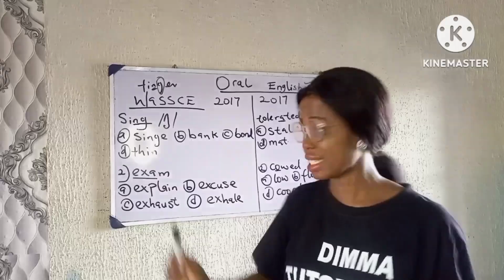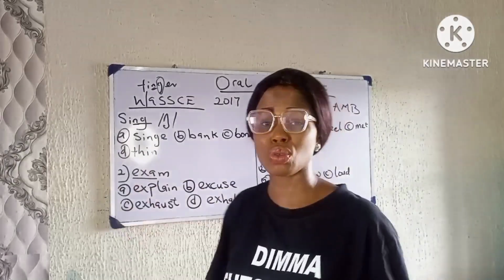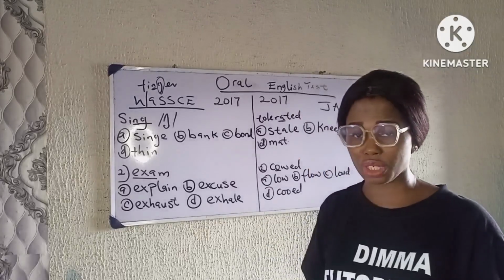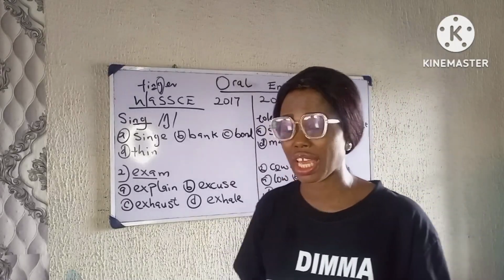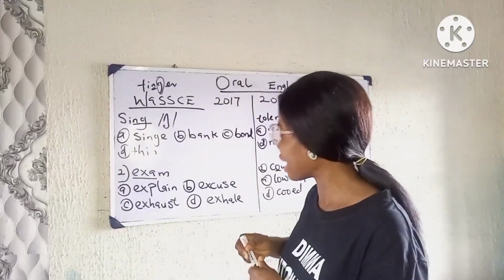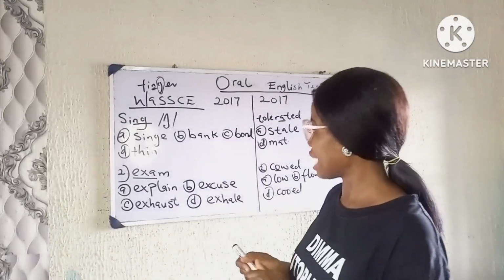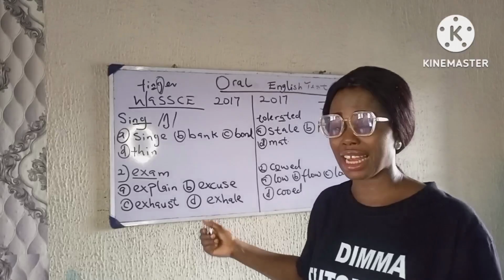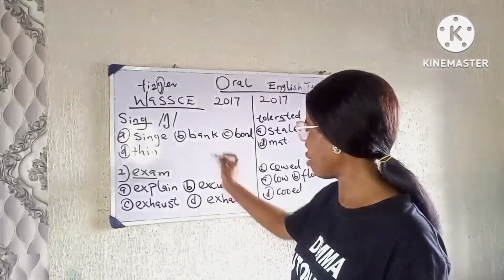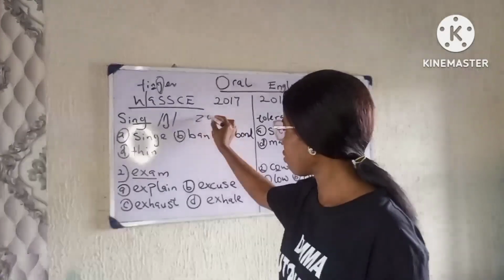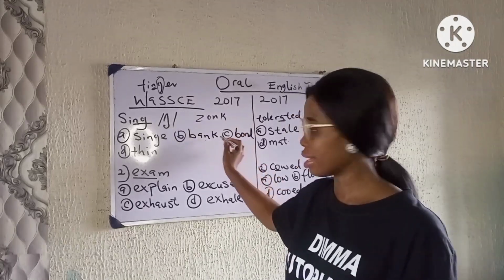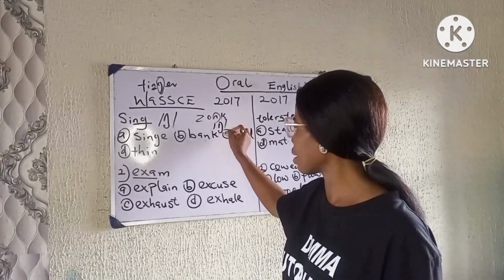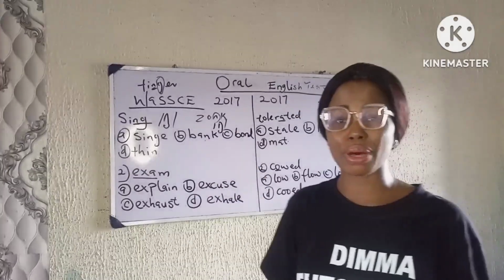Now another place to find this sound is where you have nk at the end of a word. When you have nk at the end of a word, you pronounce the n only, not the nk, the n only. For example, we have bank here, we have zonk. Now the n here we pronounce as this. So that is it about this sound.